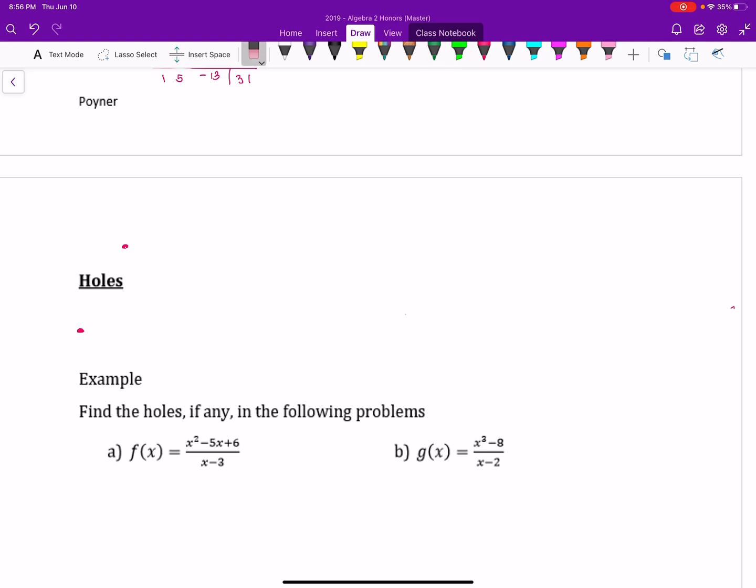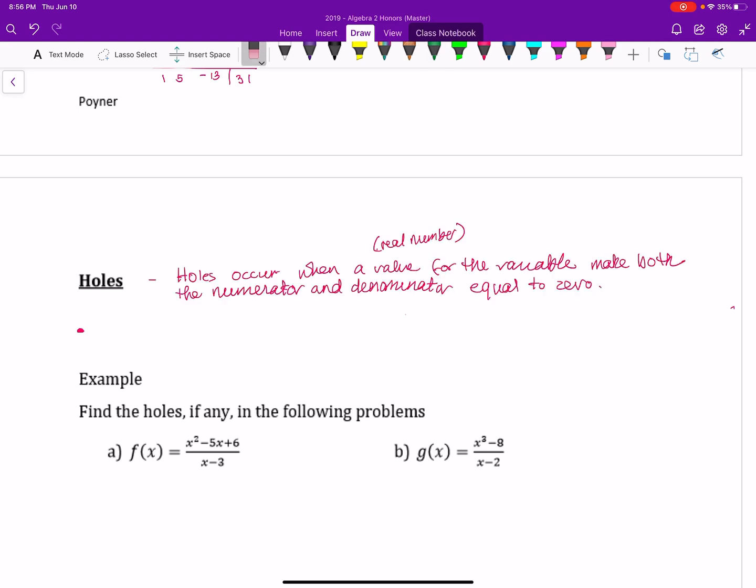And the way to find that is, a hole occurs when a real number, the value for the variable, makes both the numerator and the denominator equal to 0. So that's the one caveat to this. You have to always be on the watch out for a hole rather than always assume that it's a vertical asymptote. So in this case, how do we find that?